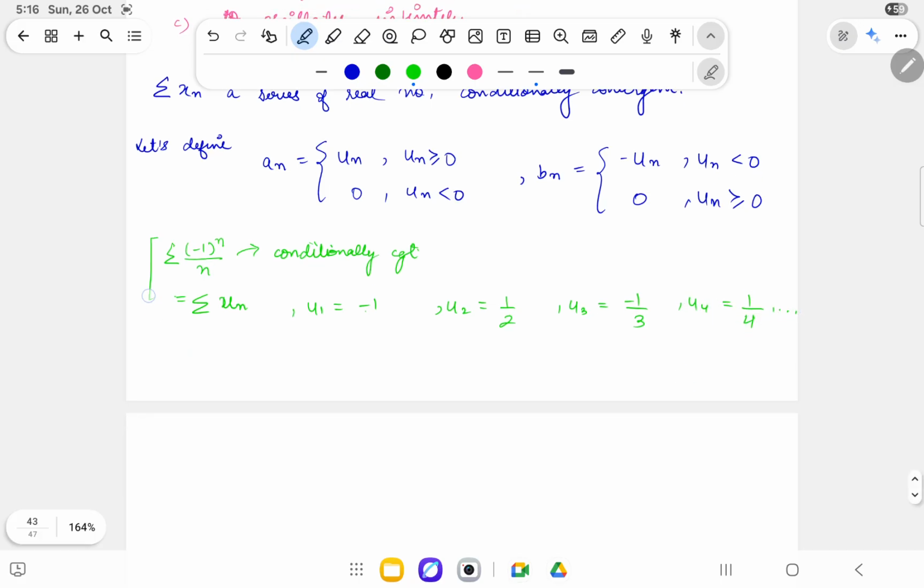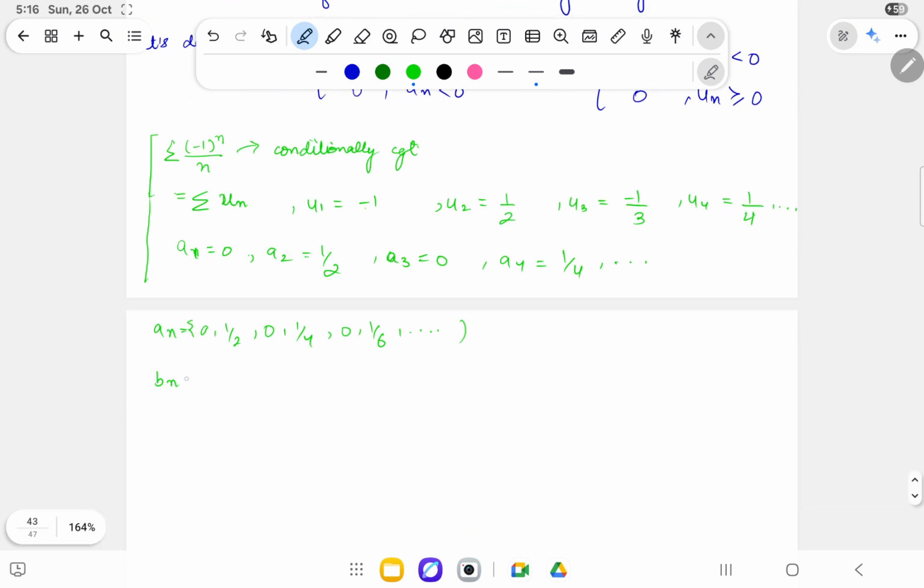So how do I define my an? If this is my series, a1 will be basically 0, my a2 will be 1 by 2 because u2 is positive, and again u3 is negative, so a3 will be 0, and again my a4 will be equal to u4 because that's positive, and so on. So my series is basically 0, 1 by 2, 0, 1 by 4, 0, 1 by 6, and so on. This is how I define my an.